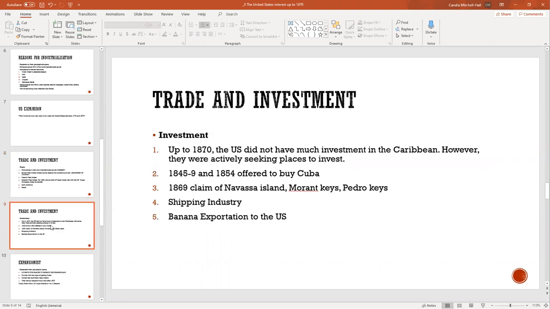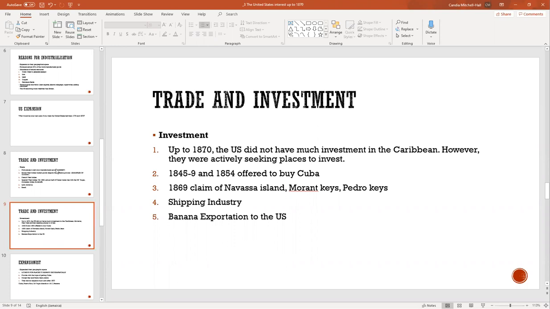The next is that they were interested in places to invest. And on the point of trade, one of you made the very important point that not only were they interested in trade, but they wanted a monopoly. They wanted to control international trade. So everybody needs to look to them. And if they trade with everybody and they control the trade, then they are now very powerful.